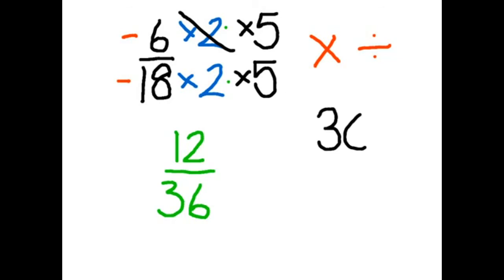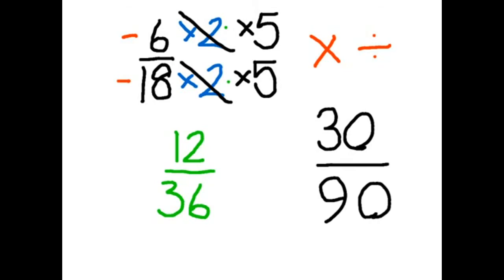Okay, that would be 5 times 6 equals 30. And 5 times 18 equals 90. That's 30 over 90, which is an equivalent fraction to 6 over 18. It means the same thing. Okay, 90 and 30.